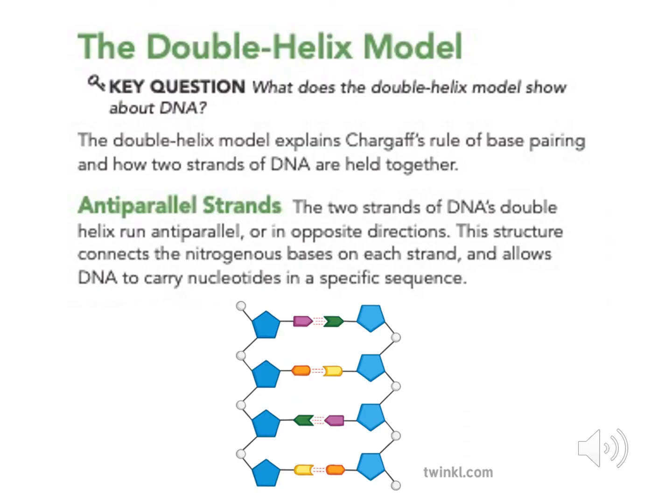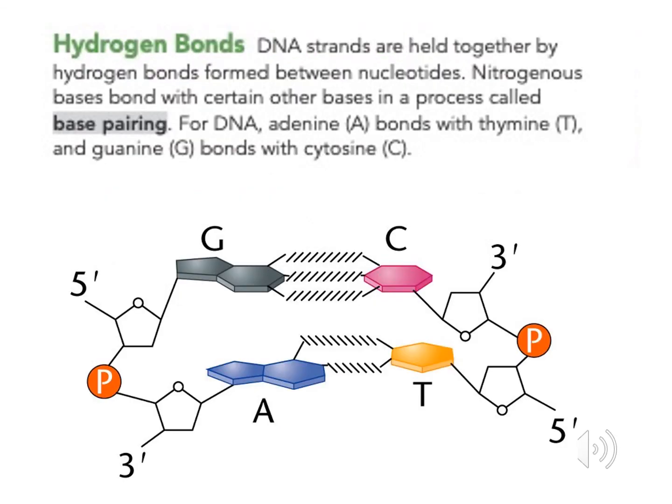The double helix model explains Chargaff's rule of base pairing and how two strands of DNA are held together. The two strands of DNA's double helix run anti-parallel, or in opposite directions. The structure connects the nitrogen bases on each strand and allows DNA to carry nucleotides in a specific sequence.